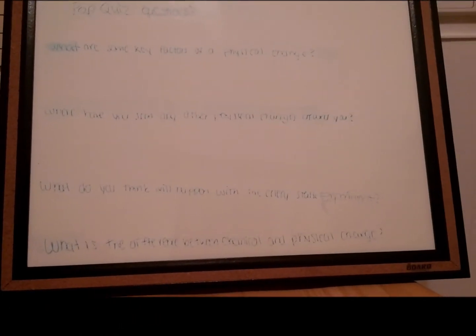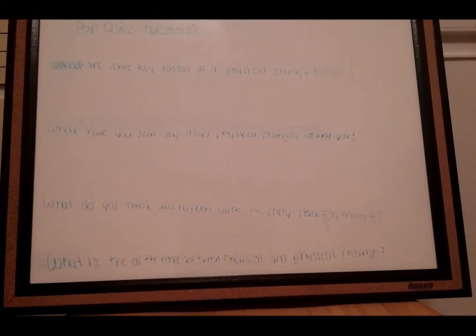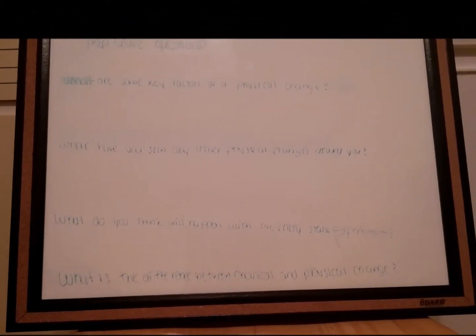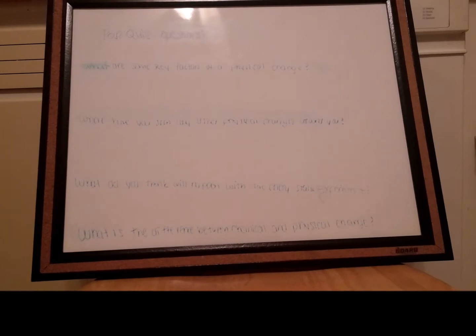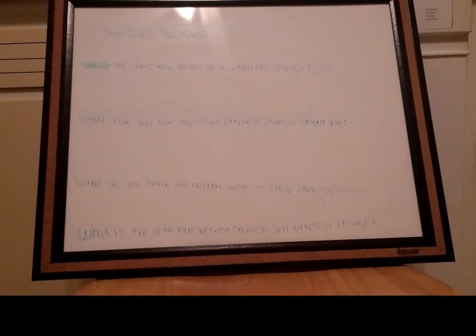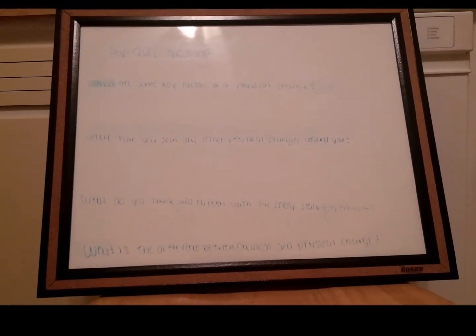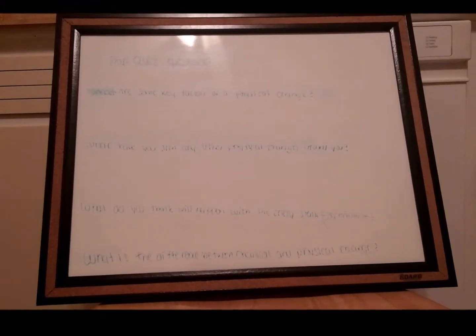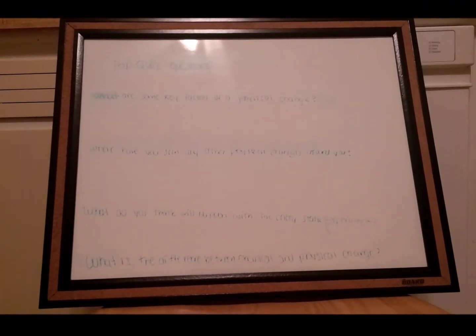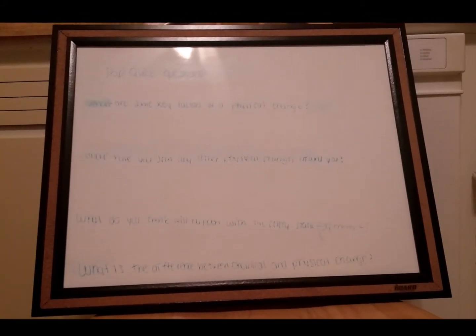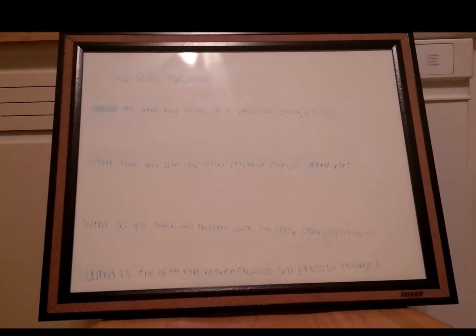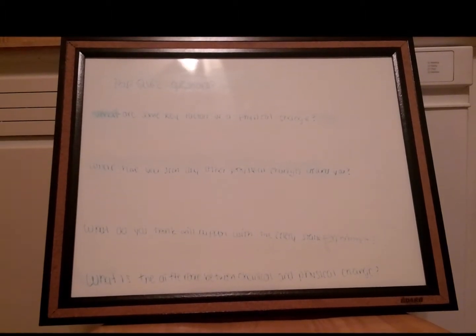The third question is, what do you think will happen to the celery stalk experiment? We will find this out very soon. The fourth question is, what is the difference between a chemical and physical change? A chemical change occurs when the substance composition is changed. When the bonds are broken and new ones are formed, it is a chemical change. Some properties of a chemical change include change in temperature, change in color, noticeable odor after the reaction has begun, and formation of a precipitate and formation of bubbles.